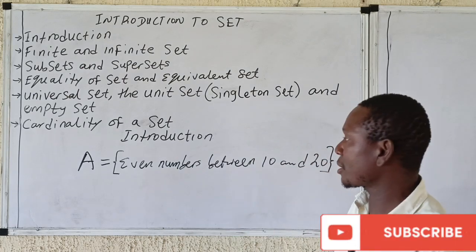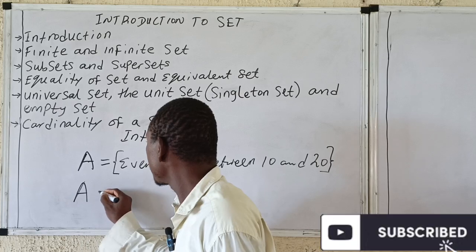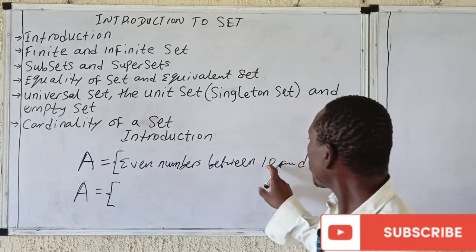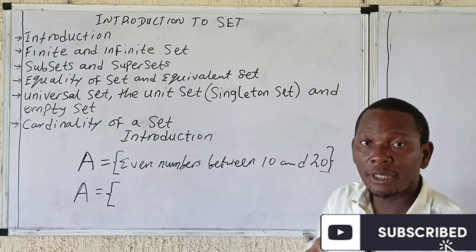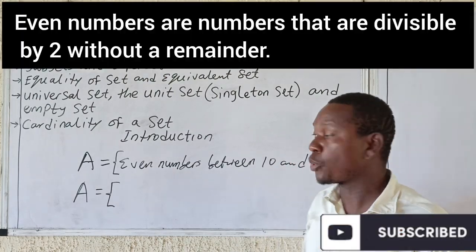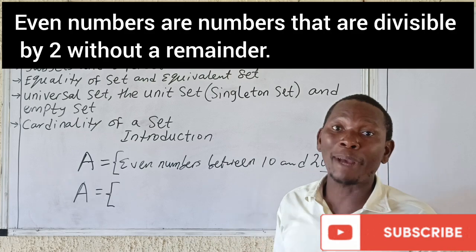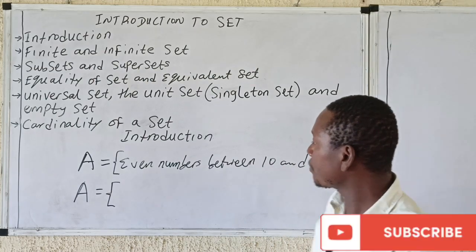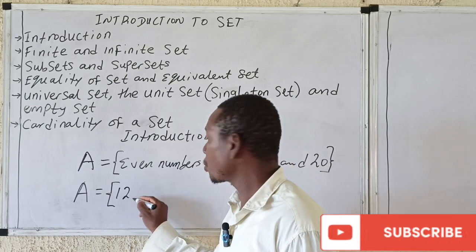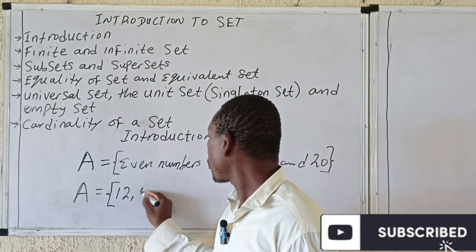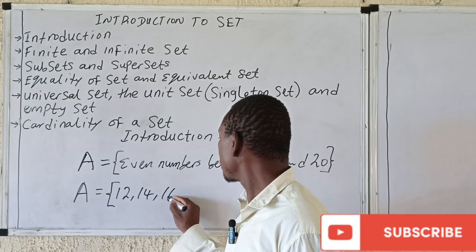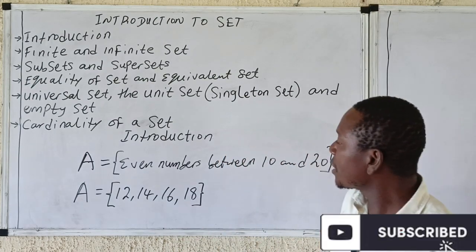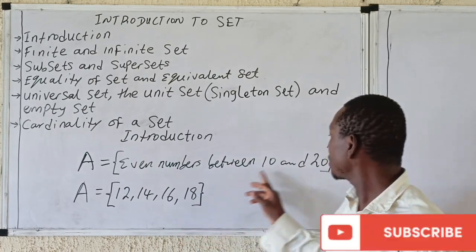So let's describe this set. Set A. Put your curly bracket. What are the even numbers between 10 and 20? Before I talk about the even numbers between 10 and 20, what are even numbers? These are numbers that are divisible by 2 and you have no remainder. So between 10 and 20, you can divide 12 by 2. There is no remainder. 14, 16, 18. So these are the even numbers between 10 and 20.